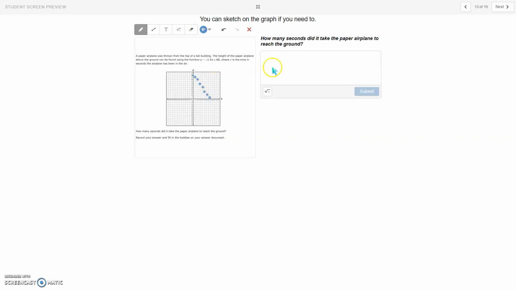There's a much easier way to do this, honestly. You just plug in 0 for y, and you would get 0 = -1.5x + 60, like this. And then you would solve for x. So if you're looking for a shortcut, and you can barely see the graph because I didn't realize it was this small, plug in a 0 for the y, and then solve for x, and that should give you your answer.